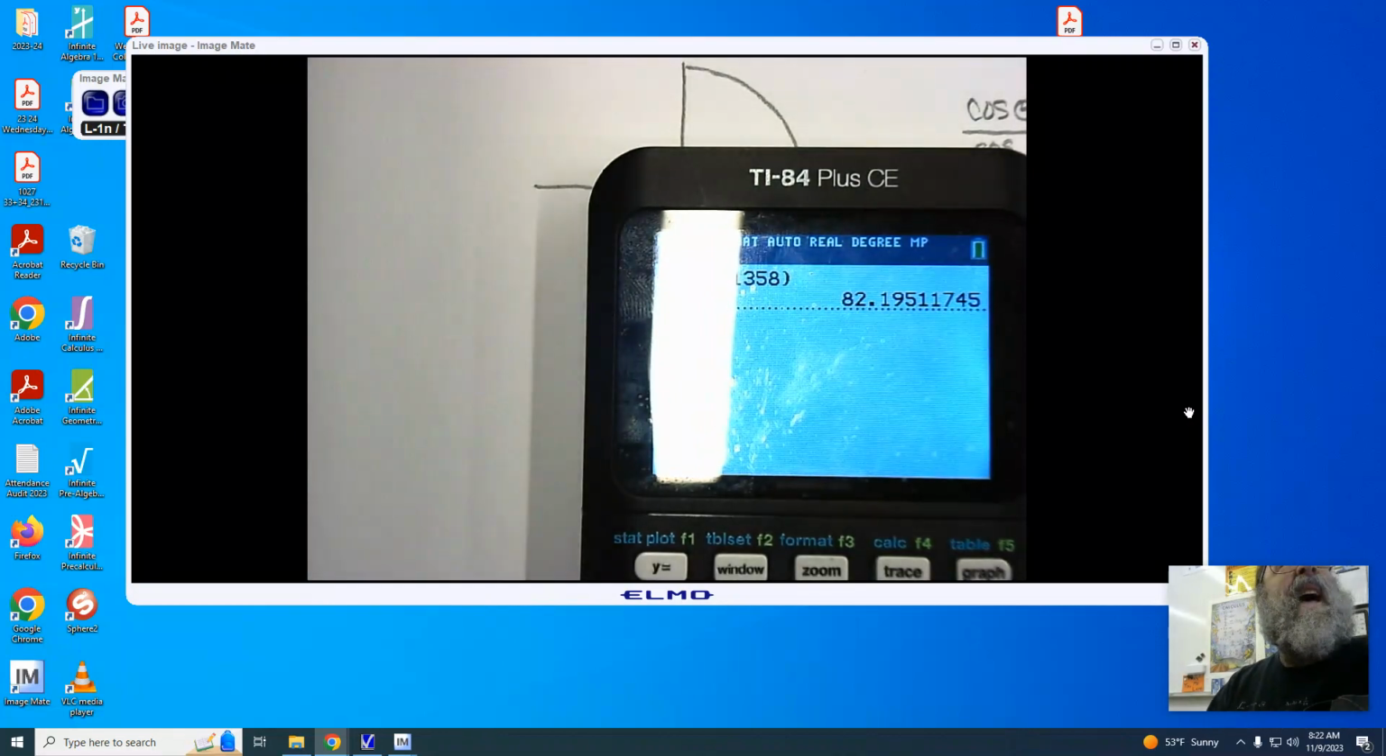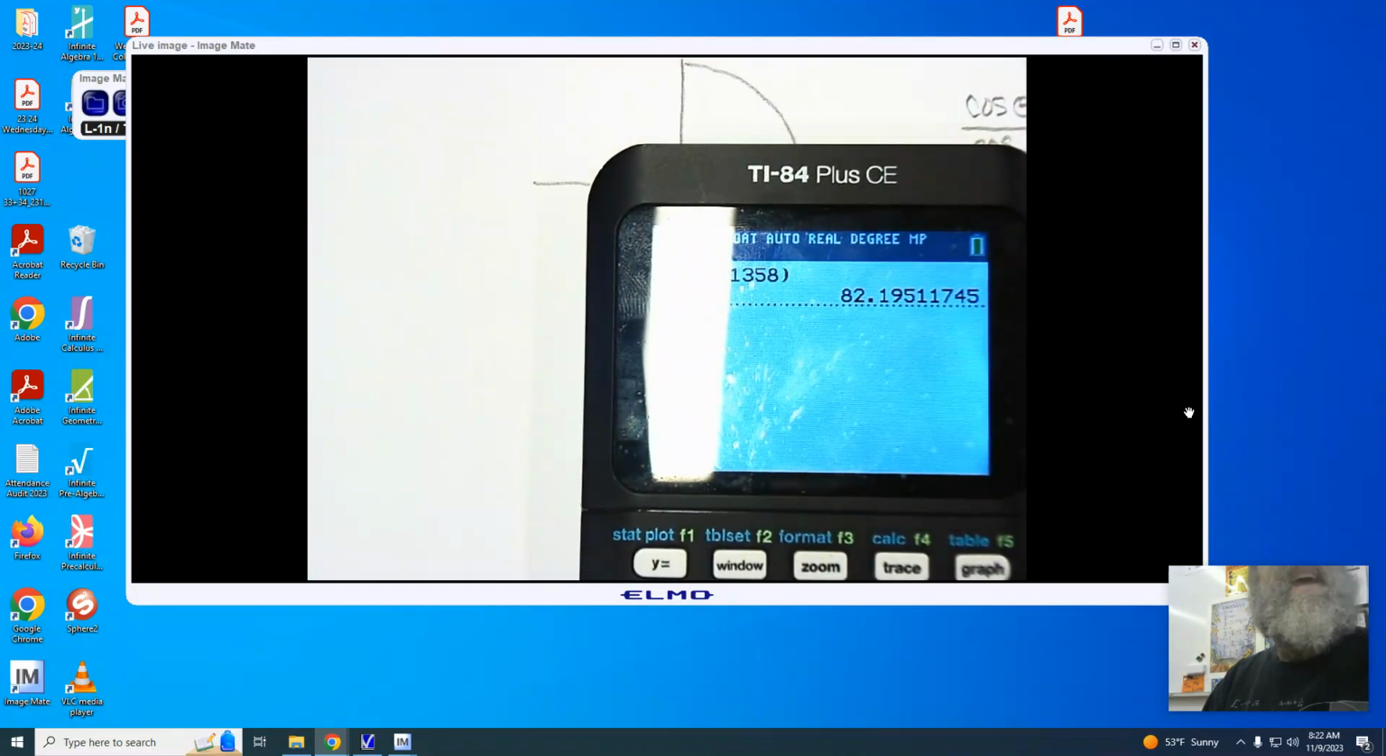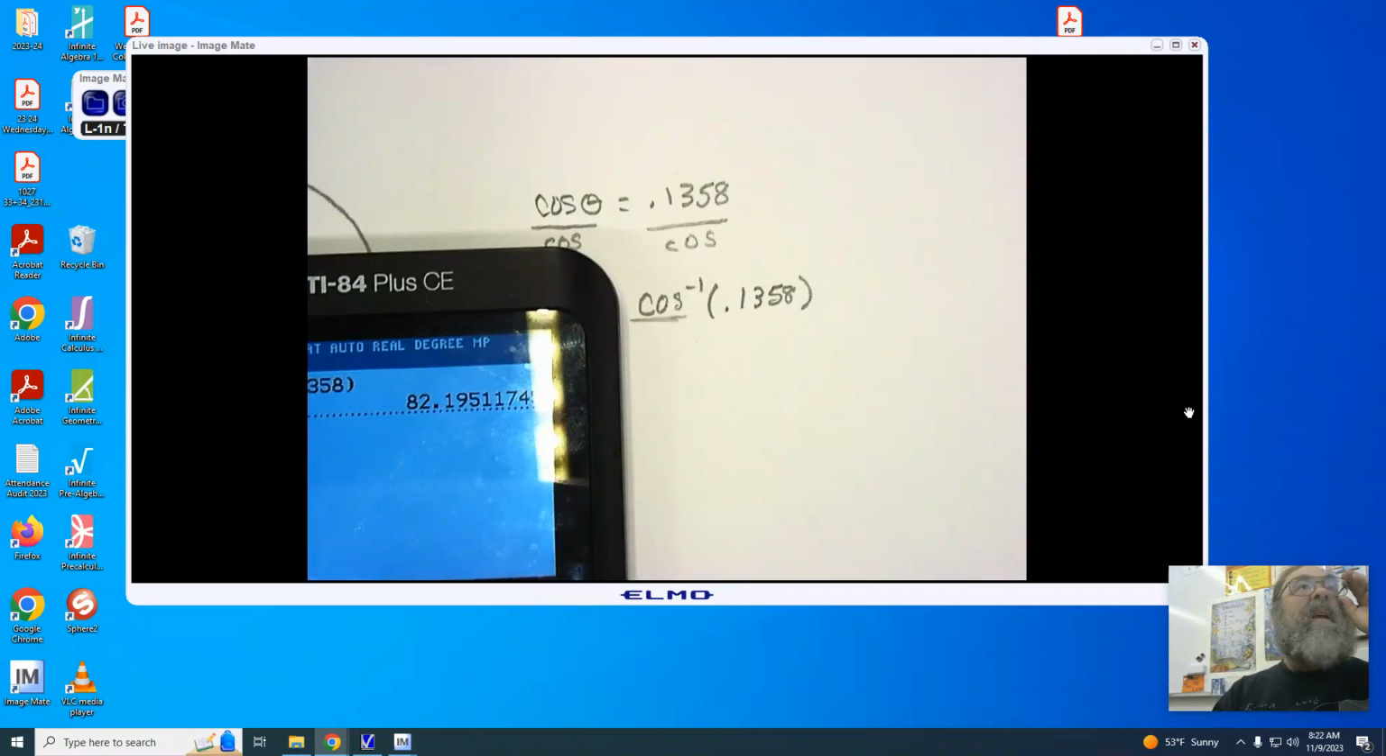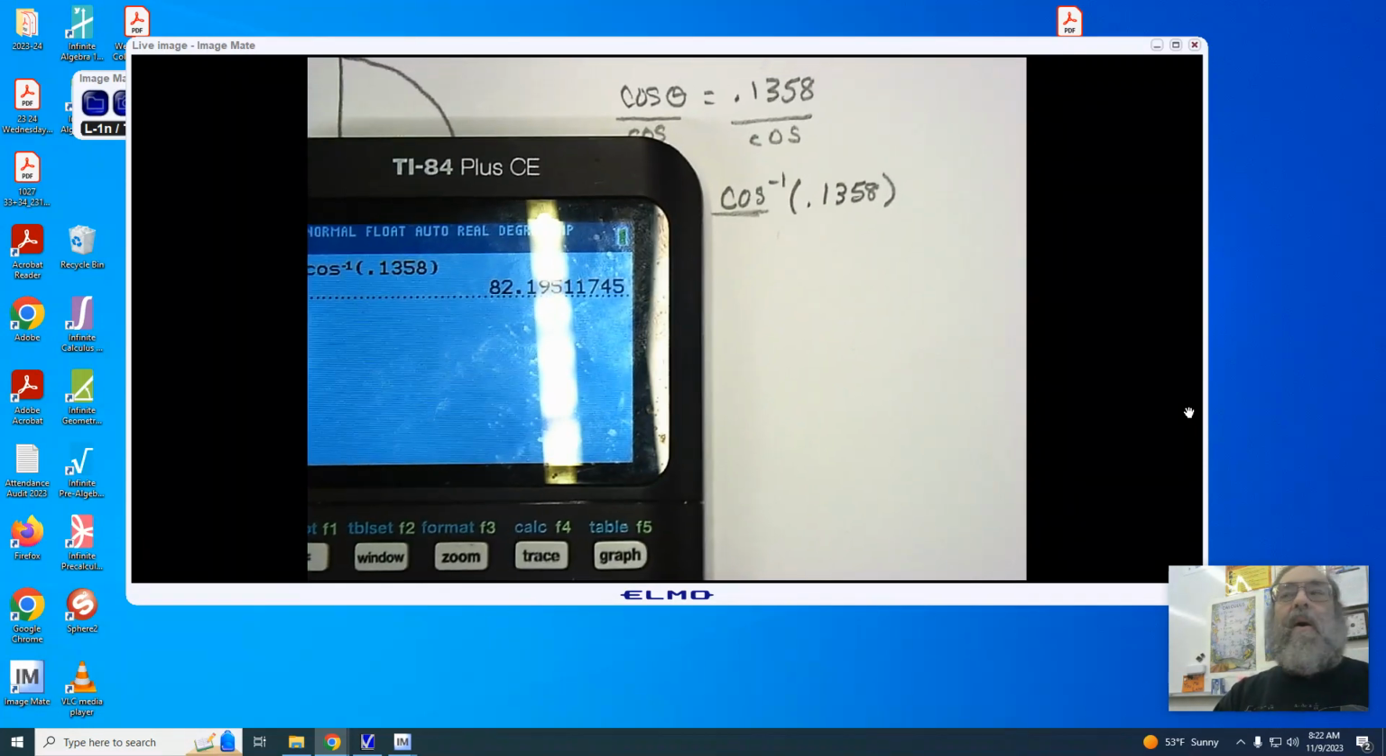Let's see if I can take that off. No, I didn't. Trying to take that line off in the camera. All righty, and it is not working.